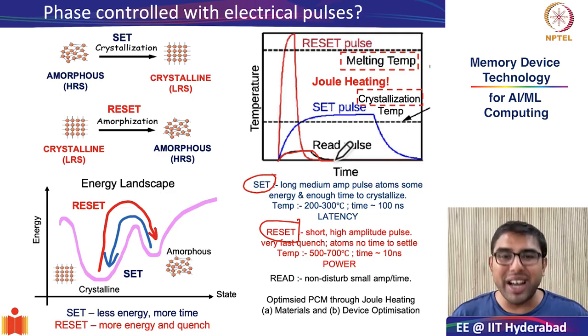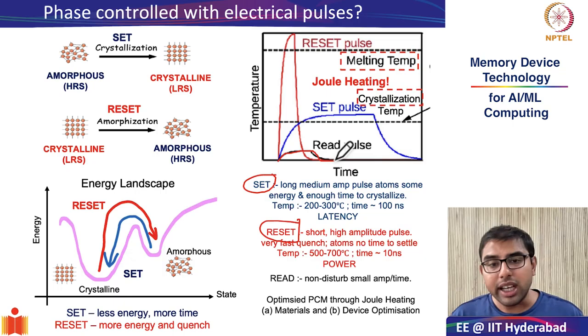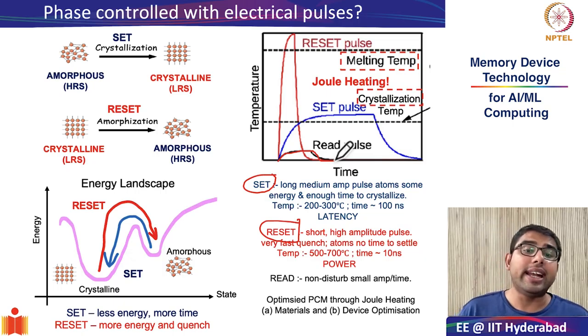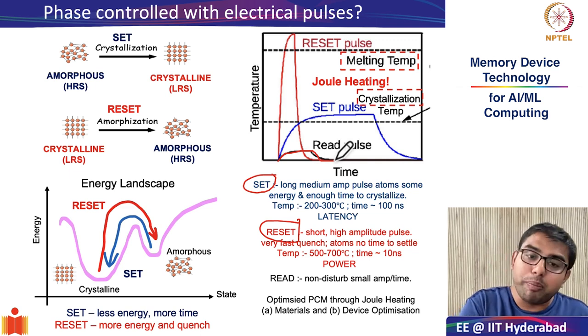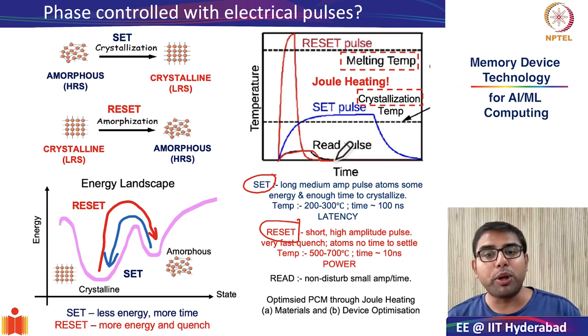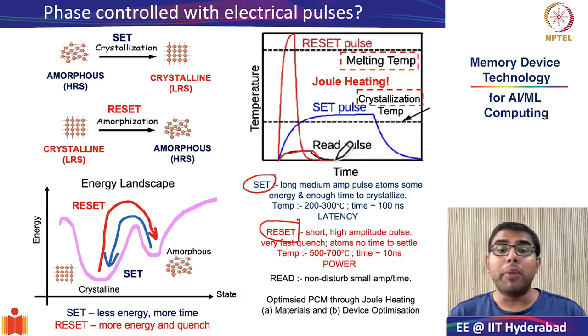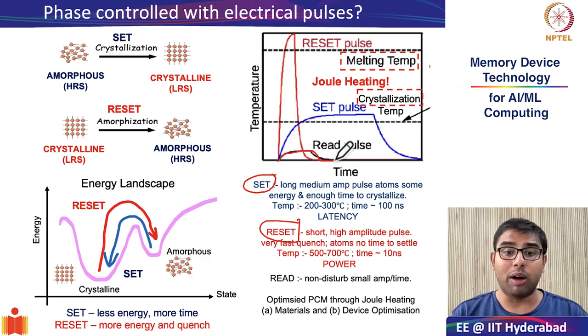Furthermore, to optimize the phase change material through the process of Joule heating, we have to ensure that we do very good engineering both in terms of materials and in device optimization. So the materials optimization and device optimization of PCRAMs is what we will see in our next class.